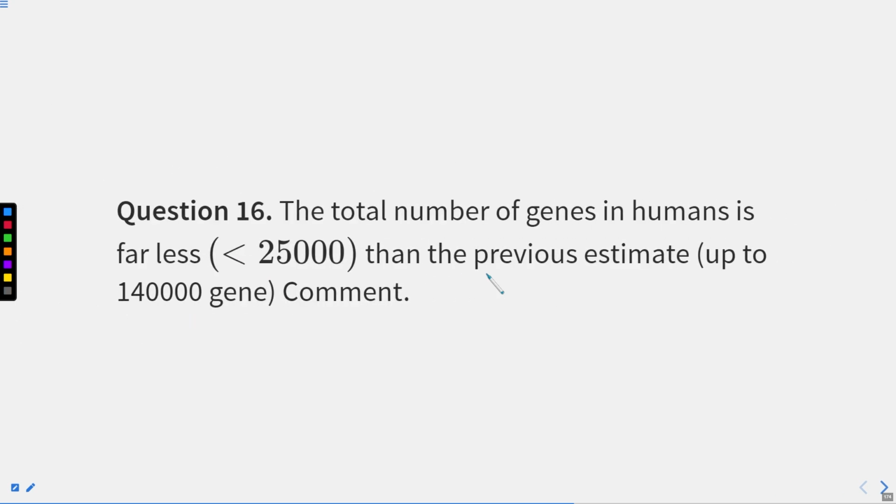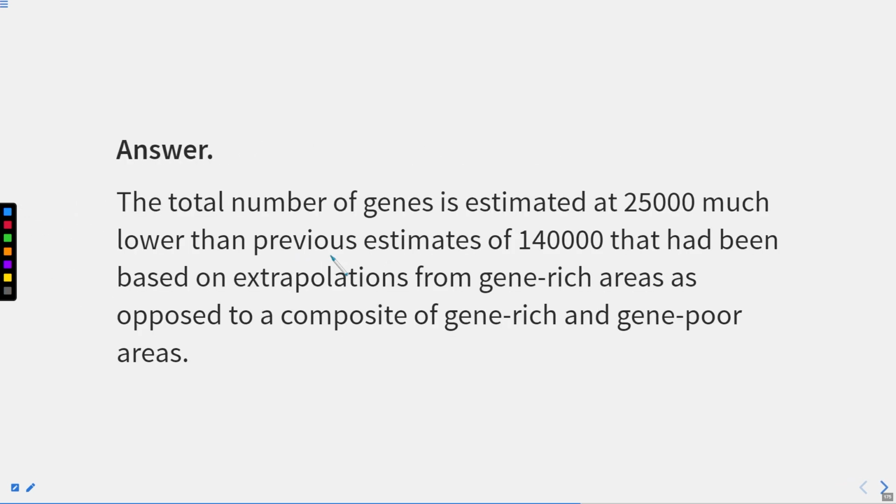Now let's move on to the next question. The total number of genes in humans is far less than the previous estimate. Previously it was estimated that the human genome consists of 1,40,000 genes. But in the end, after the Human Genome Project, it was observed that only around 25,000 genes are present in the human genome.